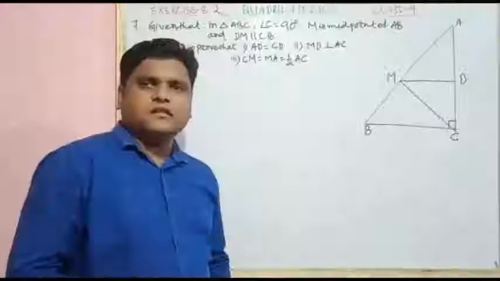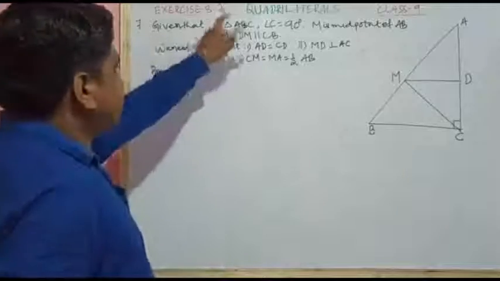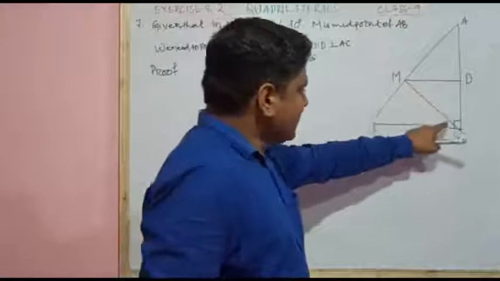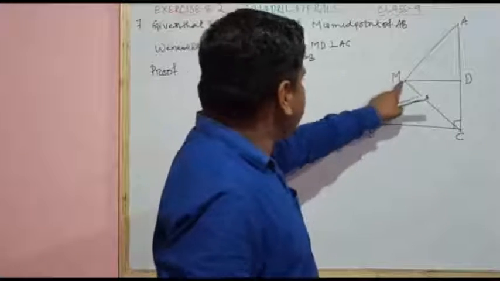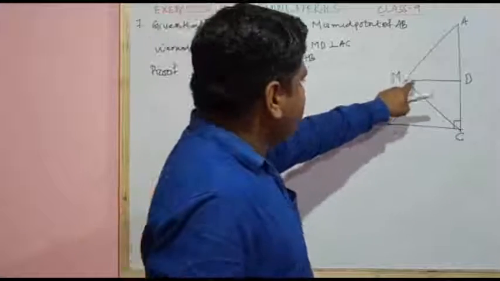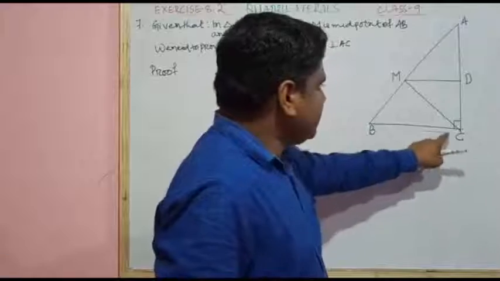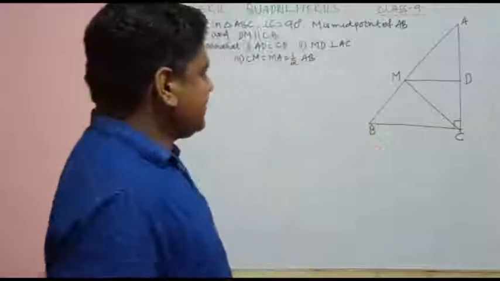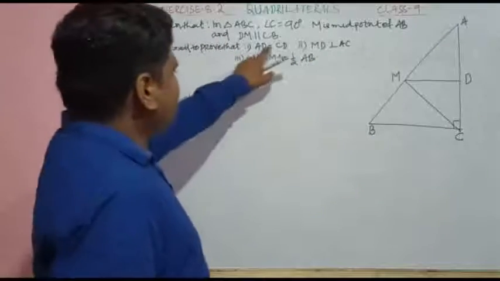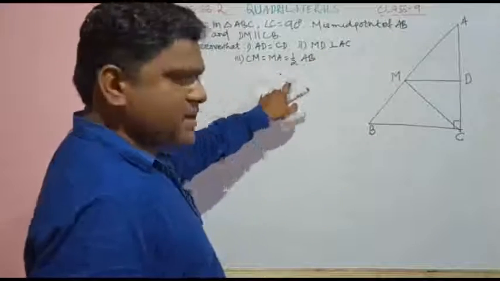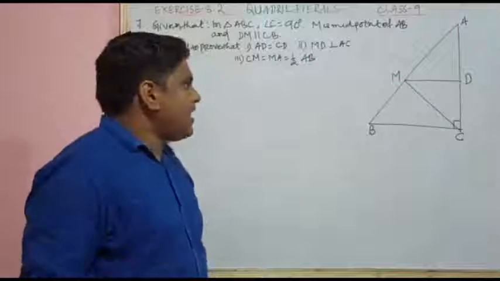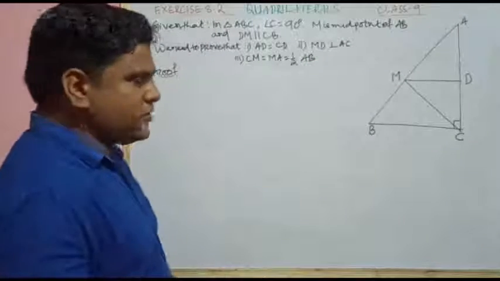Now number 7. It is given that in triangle ABC, angle C is 90 degrees, M is the midpoint of AB and MD is parallel to BC. We have to prove that AD equals CD, MD is perpendicular to AC, and CM and AM are equal and both are half of AB. We have to prove this.